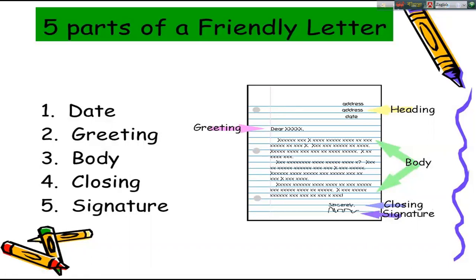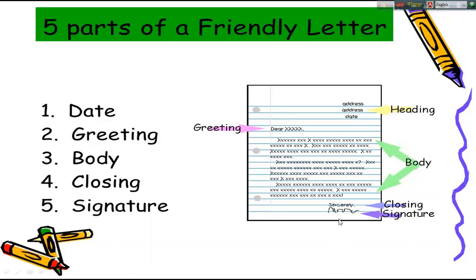And after closing, you should write your name. That is called signature. Here I have written signature. That means you can write your name also. So these 5 parts you should maintain in writing a letter.